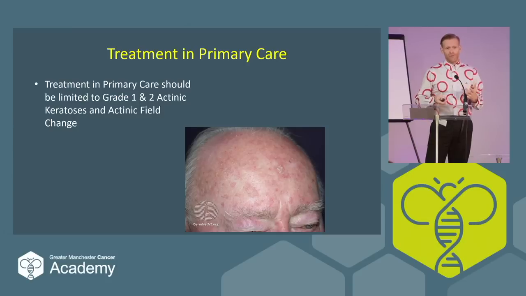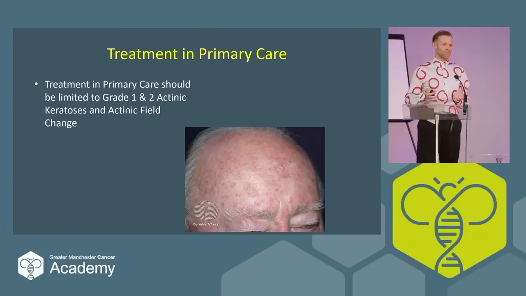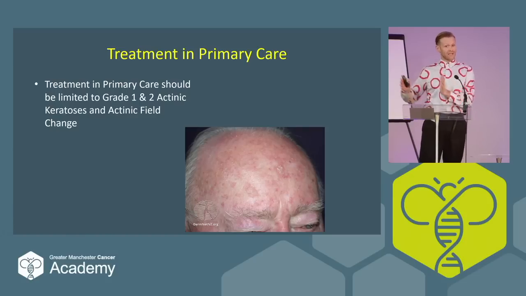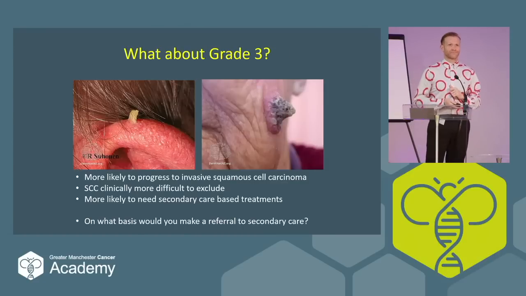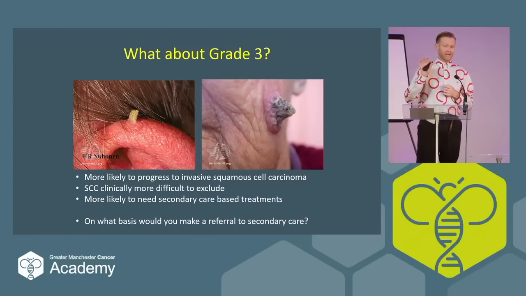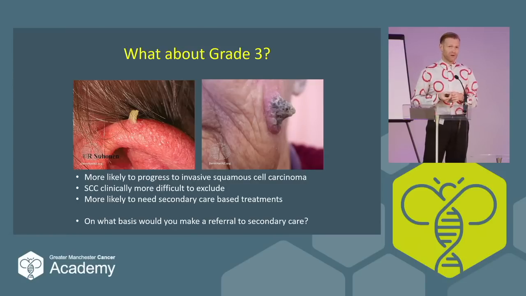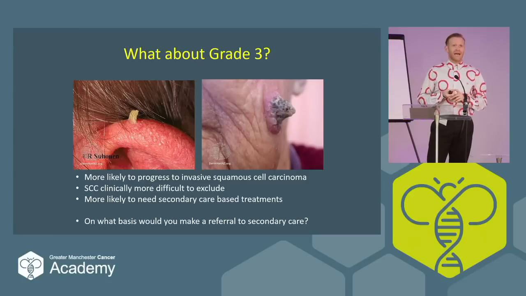So in primary care, I would very much encourage that your treatment should be in the spectrum of treating these early, so what we call grade 1 or mild and moderate actinic keratoses. And you've got lots of treatment options available to you, which we'll come on to. The thicker actinic keratoses, the ones that have a real hyperkeratotic feel to them or have grown a cutaneous horn, are much more likely to progress to an invasive squamous cell carcinoma. And SCCs can be more difficult to exclude, and they're more likely to need secondary care-based treatments like curettage and cautery or surgery, etc.